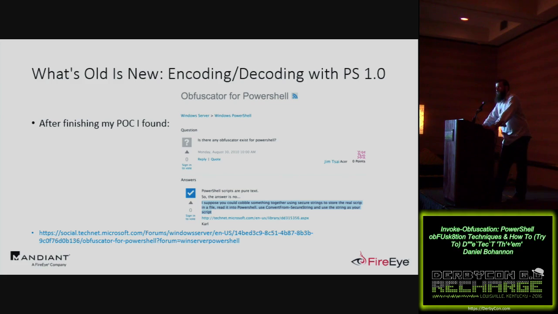So after I finished this POC, I was pretty happy about it, and then I was searching for something else on TechNet, and I found this article from 2010 where someone asked, is there any obfuscator for PowerShell? And someone replied and said, I guess you could use secure string to store a script in it and then pull it out of context. And I was like, no! Not original, dang it. I was so upset. What is really original in this field, right? But anyways, I kind of felt like maybe it was original.